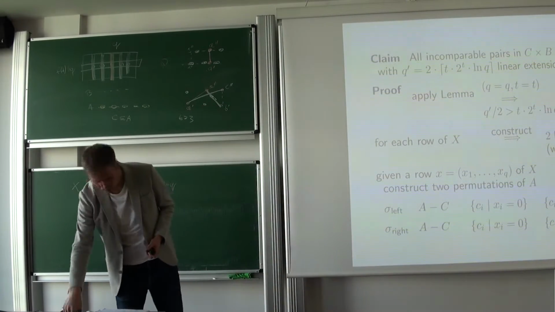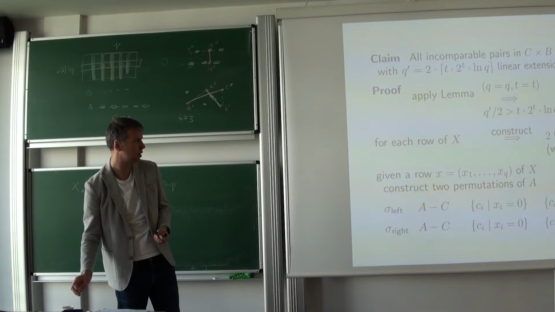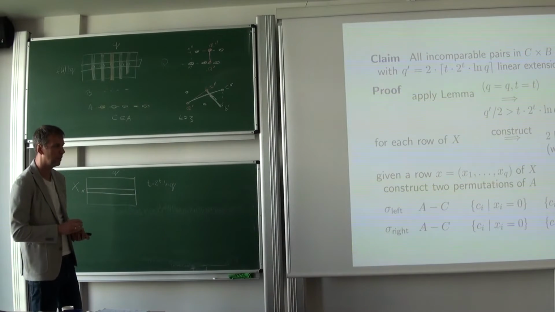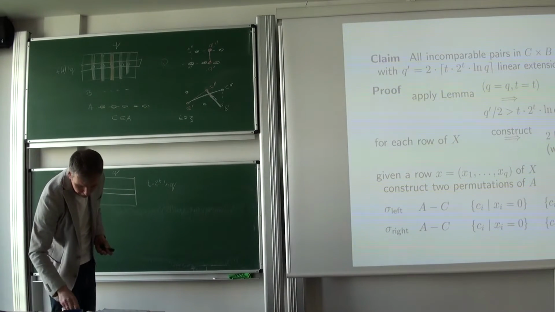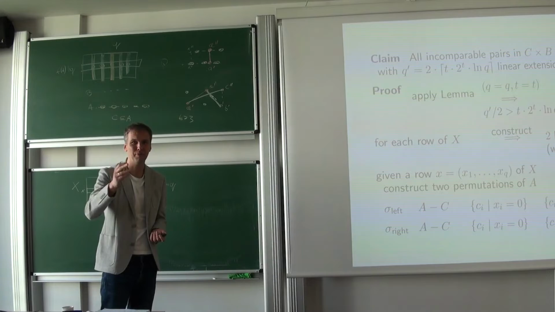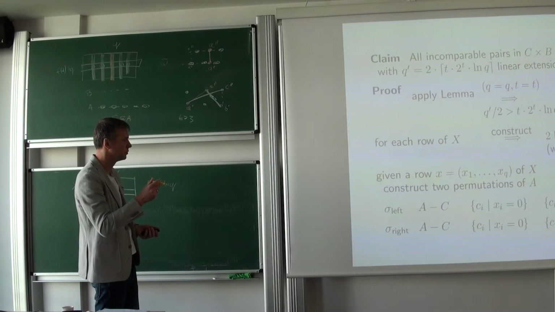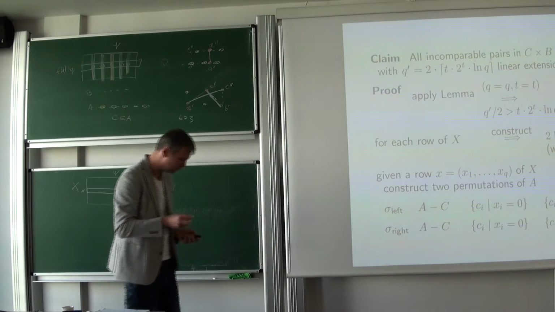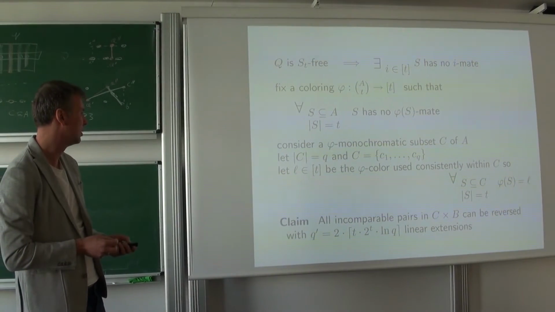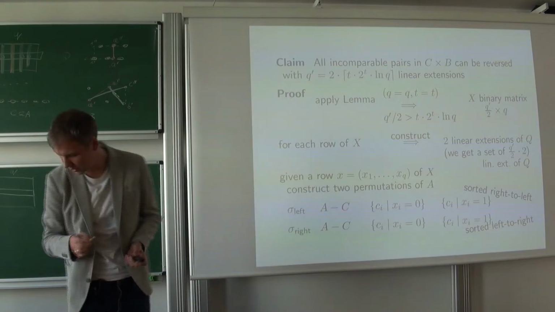This row has some zeros and some ones. But the missing thing that I was looking at is C. So I have C fixed here.